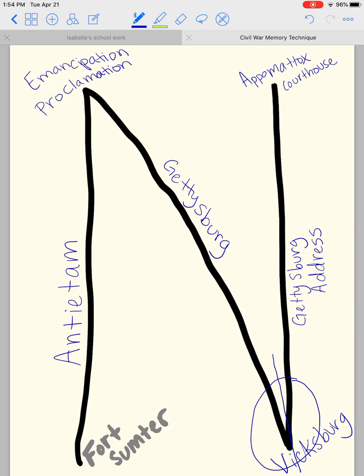And so as you can see with our end timeline, it serves as a great memory technique for us to remember the battles and important events of the Civil War.